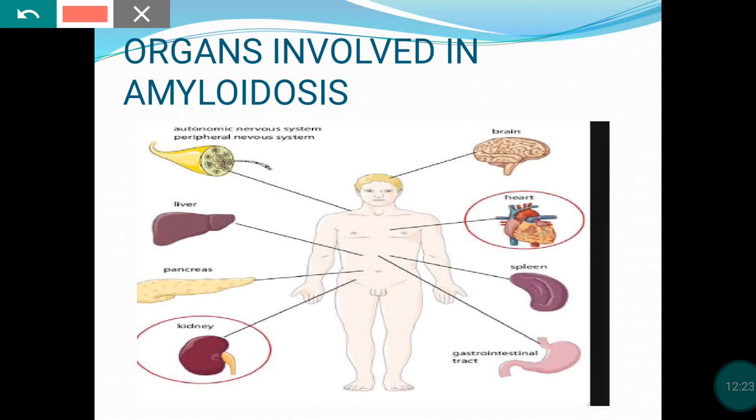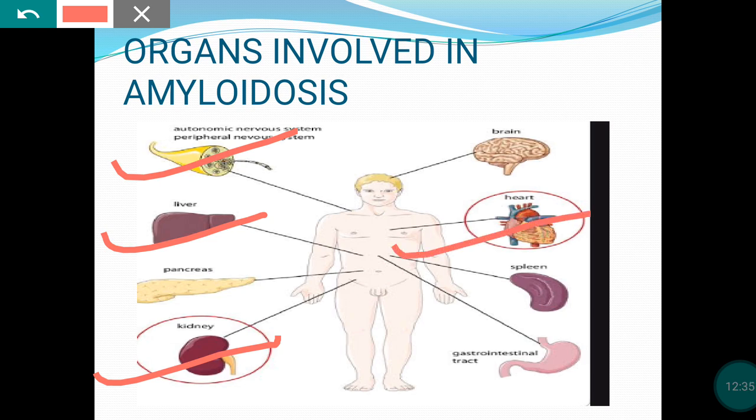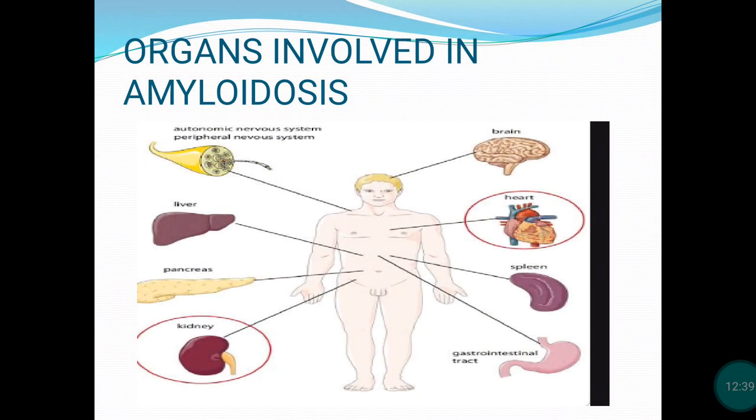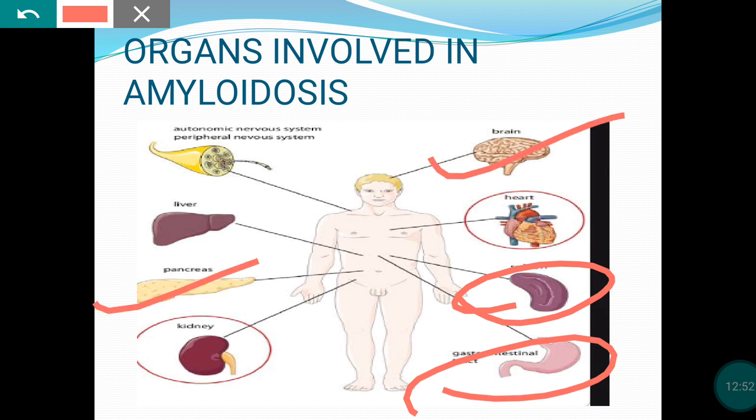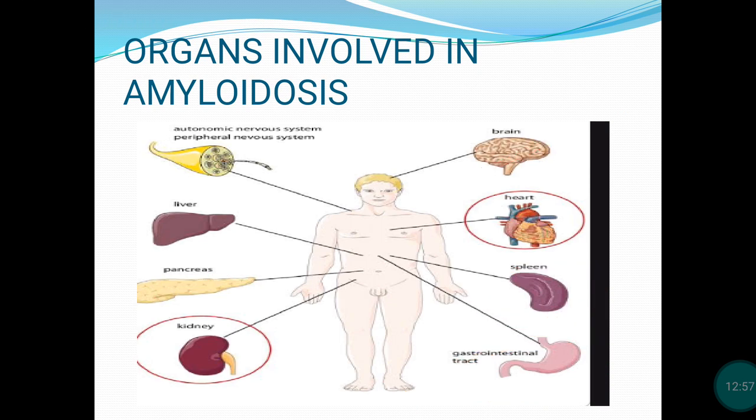Clear? The autonomic nervous system involved in primary amyloidosis. Liver is involved in secondary amyloidosis. You are right. The kidney is involved in secondary amyloidosis. Heart can be involved in primary amyloidosis. Then spleen, it can involve in secondary amyloidosis, and the GIT, that is involved in primary amyloidosis. Now what about this brain and pancreas? It is involved localized, means it affects singly, so it will come under localized amyloidosis.